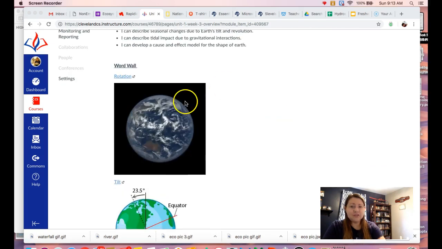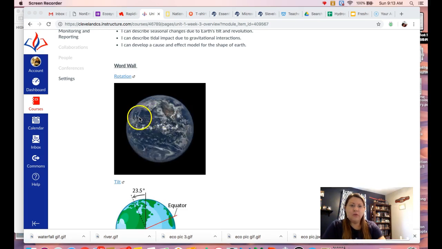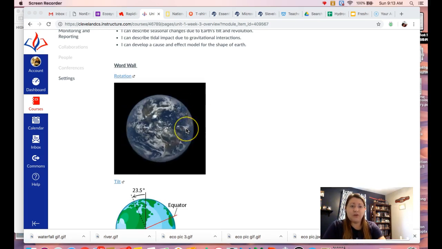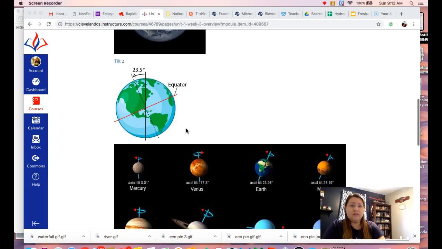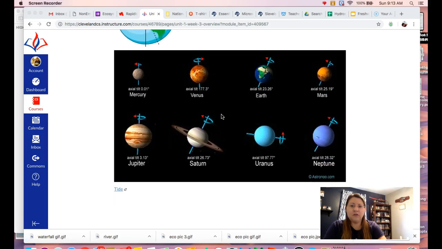So we know that rotation is the spinning of the Earth on its axial tilt. So one rotation of the Earth is 24 hours. The tilt of the Earth is just the fact that it is at a bit of an angle, and the angle is about 23.5 degrees. Now, that does vary over about 40,000 years from about 22.1 degrees to 24.5 degrees. So there's a little bit of variation in that tilt, and you can see the axial tilt for the different planets here as well.